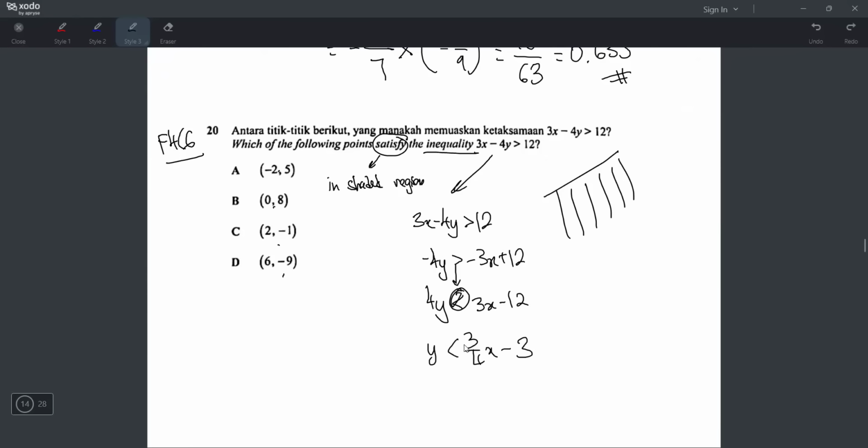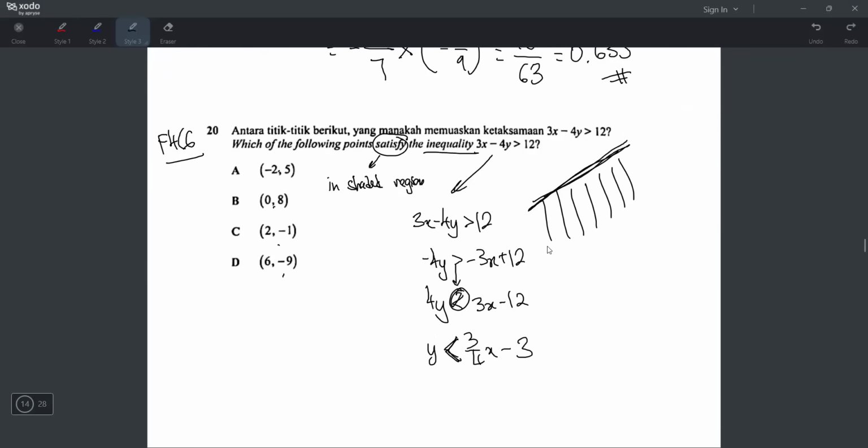Y equal mx plus c. That's why I know the gradient is positive, and that's why I draw the line like this. Then why do I shade the region down here? Because it's smaller. You have to make sure the y is positive, then only you can shade the region. I know here is bigger, but this one cannot because the y is negative. So you have to make sure the y is positive on the left side, then only you can look at the symbol. That's why when you move the negative, the bigger changes to smaller.